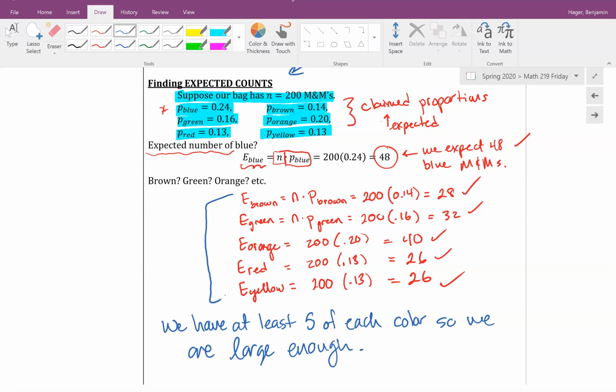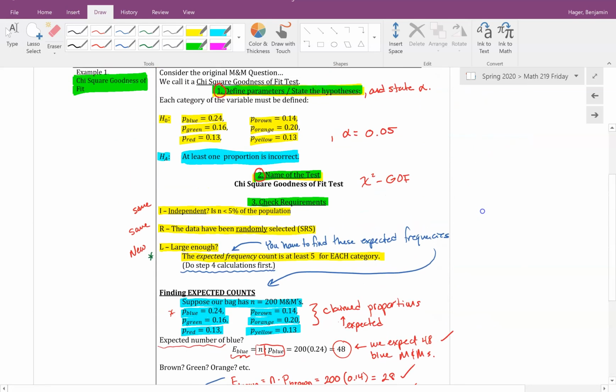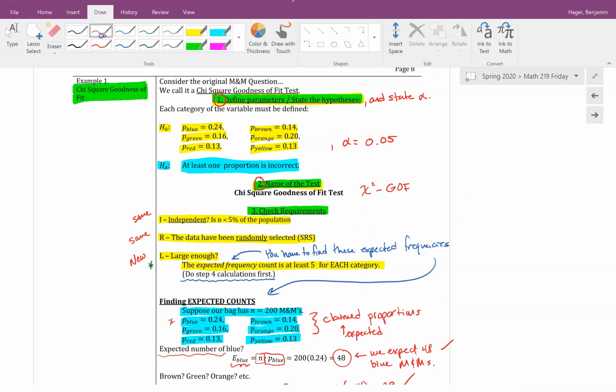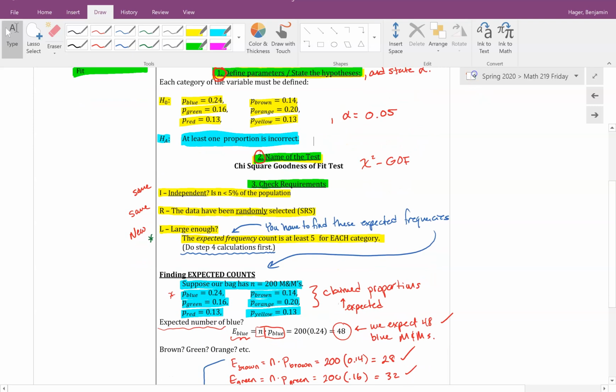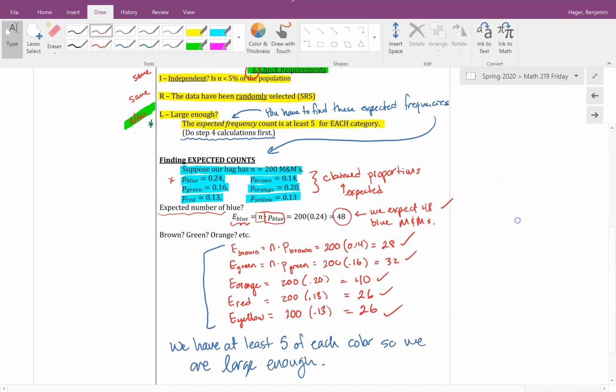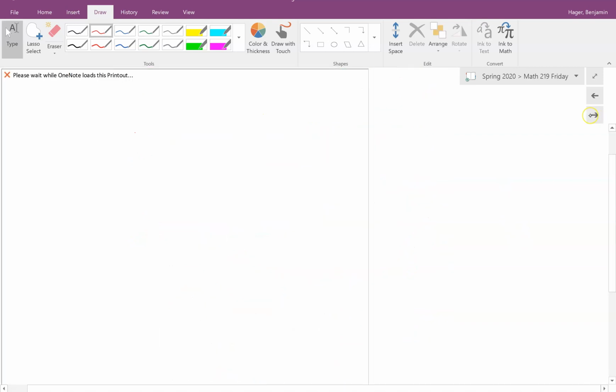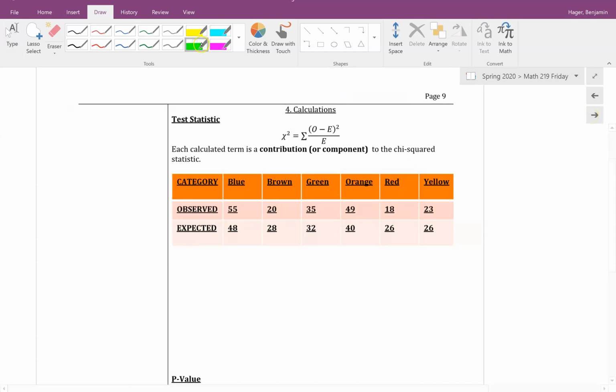Okay. All right, so again, the steps we've done so far, the 3 steps: step 1, we have named, stated the null and alternative hypothesis and our level of significance. We have named the test, and we have checked that we're doing good statistics. Again, there's just a new large enough requirement for this particular test statistic. Okay, let's look at step 4. Step 4 is where you actually find the test statistic and then find the p-value.